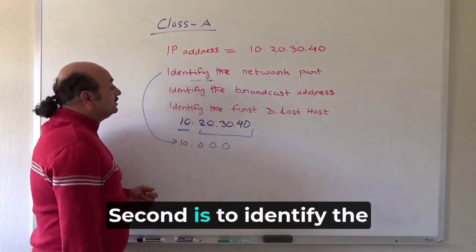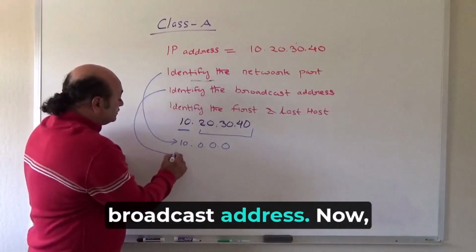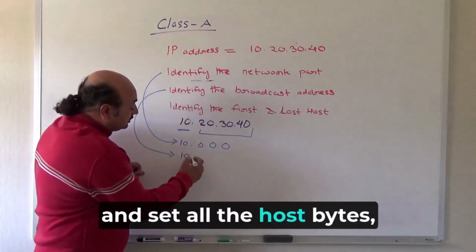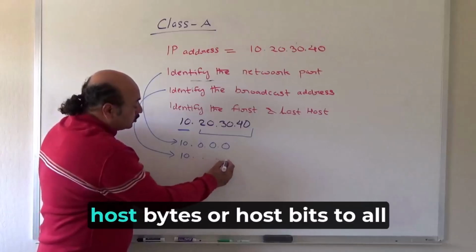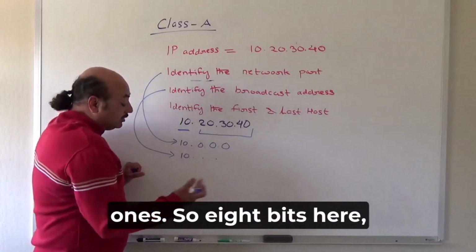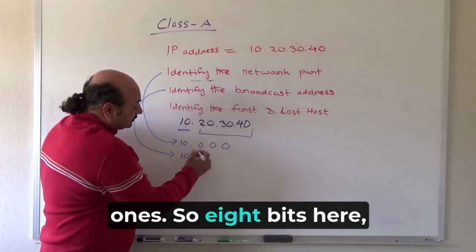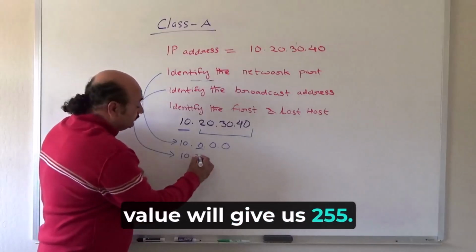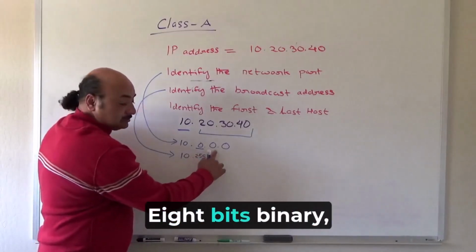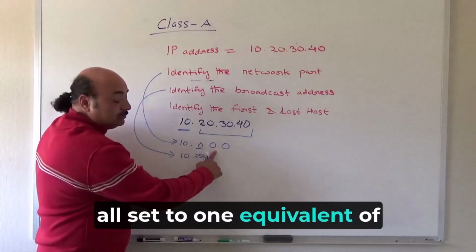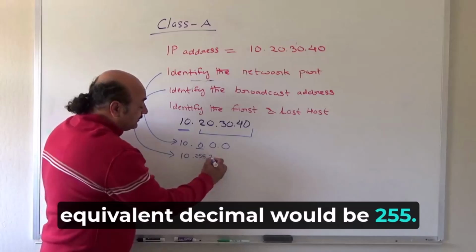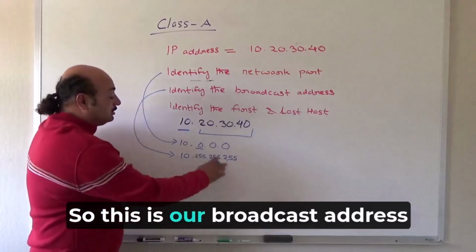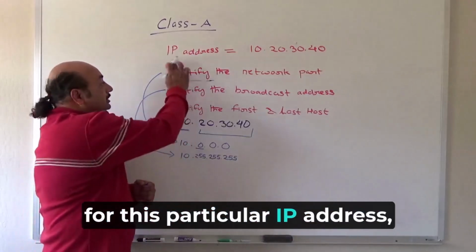Okay. Second is to identify the broadcast address. Now, same thing, keep the network part as it is and set all the host bytes, or host bits, to all ones. So 8 bits here, all set to 1, and the corresponding decimal value will give us 255. 8 bits binary, all set to 1, equivalent decimal would be 255, and likewise the same thing for the 4th byte. So this is our broadcast address for this particular IP address.